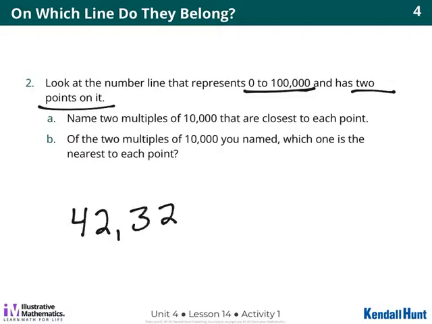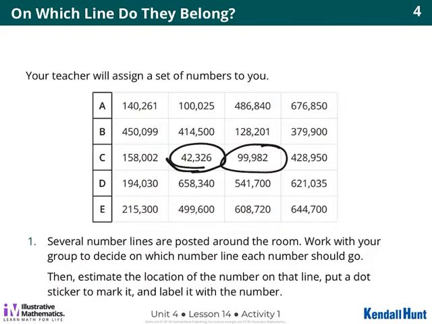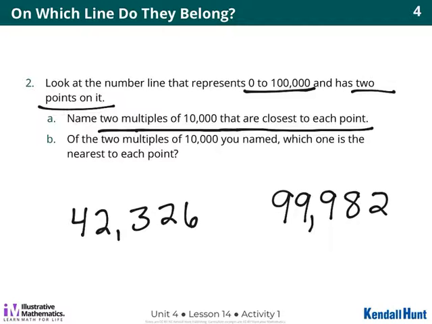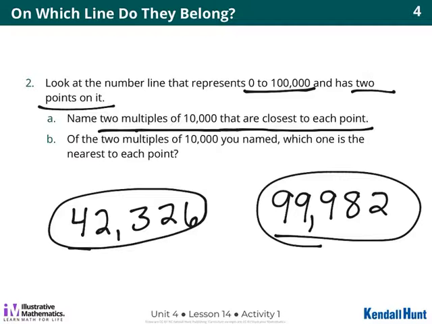42,326. And then it was what? 99,982. Okay, those were the 2 points. Question A says name 2 multiples of 10,000 that are closest to each point. In other words, they're saying round this number to the nearest 10,000 and round this number to the nearest 10,000. That's really what they were saying, you guys.